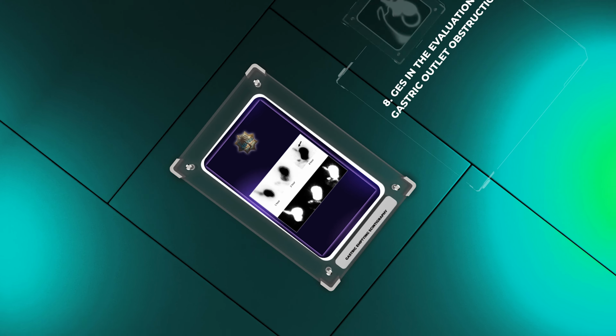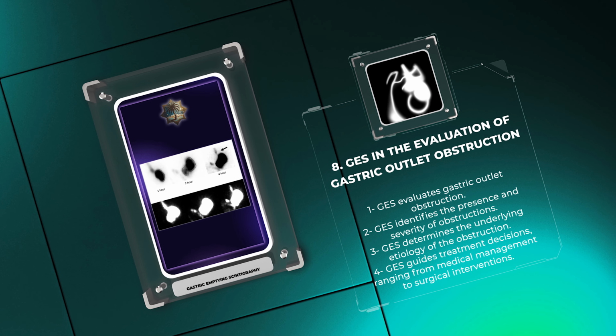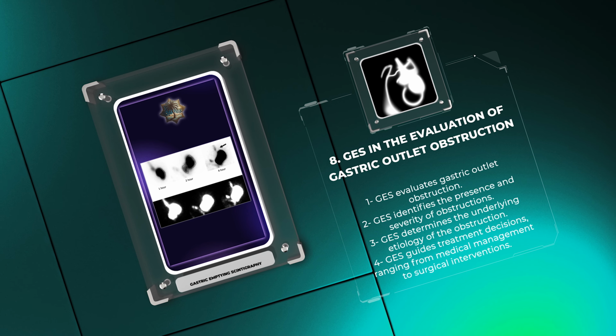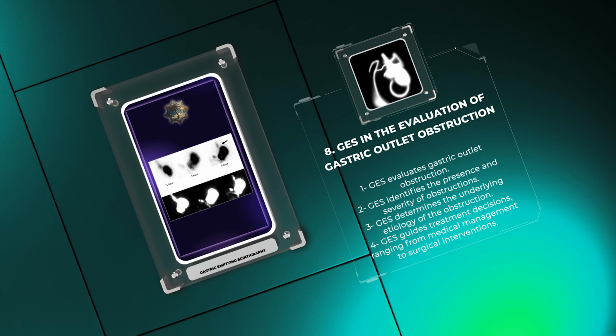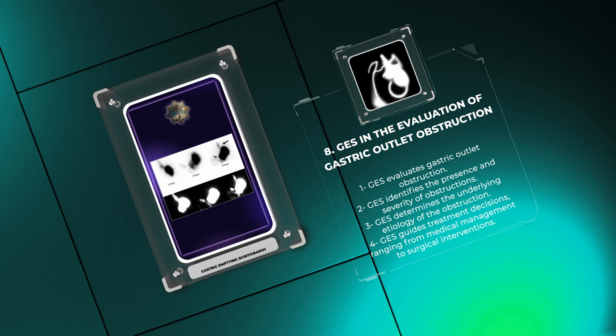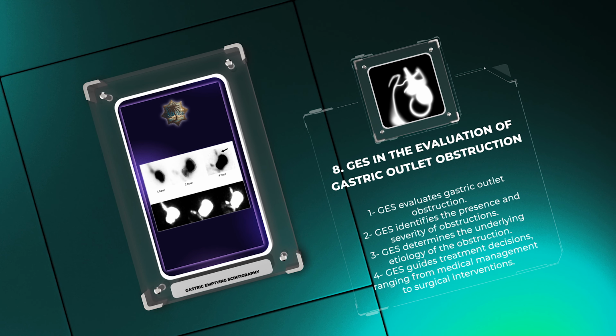GES plays a crucial role in the evaluation of gastric outlet obstruction, a condition that impairs the normal flow of gastric contents from the stomach to the duodenum. By assessing gastric emptying patterns, GES helps identify the presence and severity of such obstructions. Additionally, GES can determine the underlying etiology of the obstruction, such as pyloric stenosis, peptic ulcer disease, or malignancy. This information guides treatment decisions, ranging from medical management to surgical interventions, ensuring timely and appropriate care for patients.